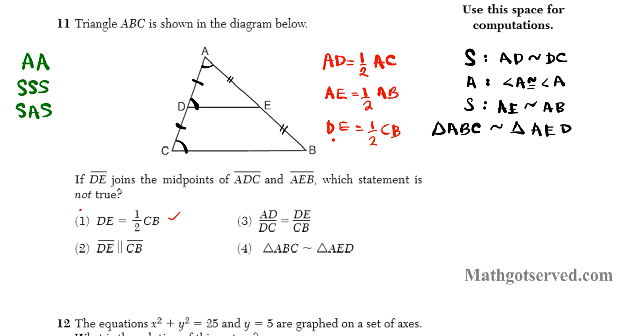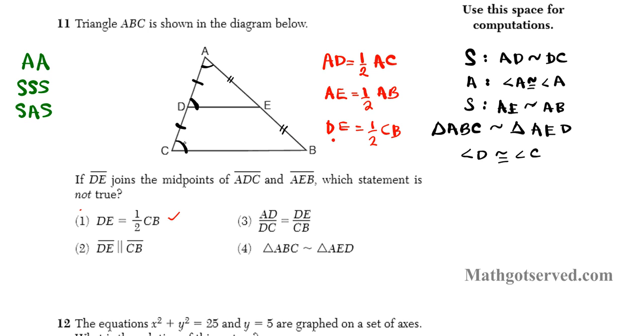Well, since triangle ABC is similar to triangle AED, then every pair of corresponding angles are congruent. So angle D is congruent to angle C, because these two triangles are similar and these two angles are corresponding. So these angles are the same.